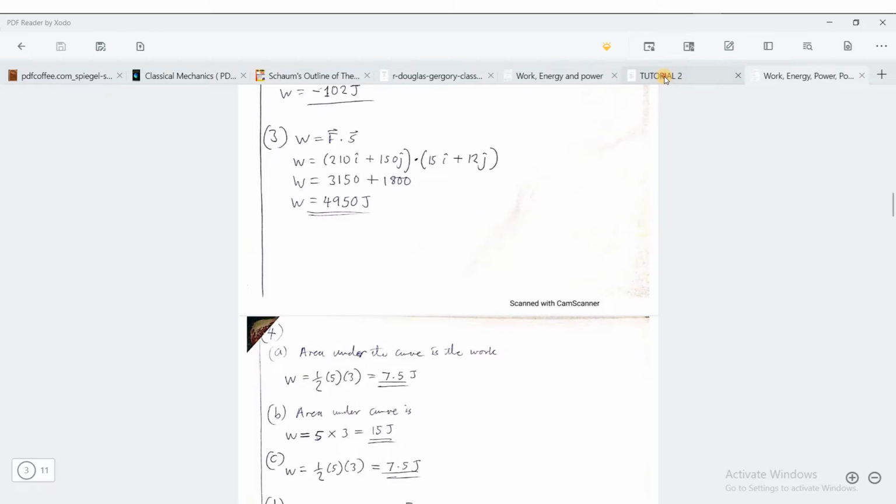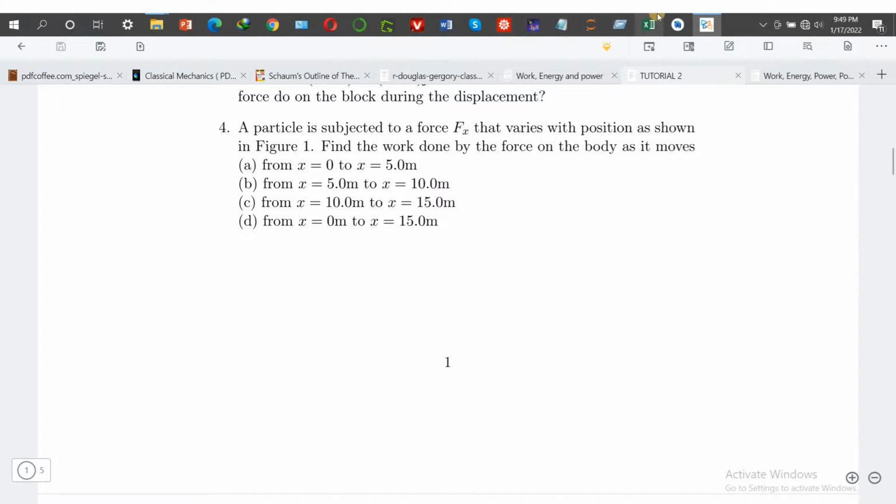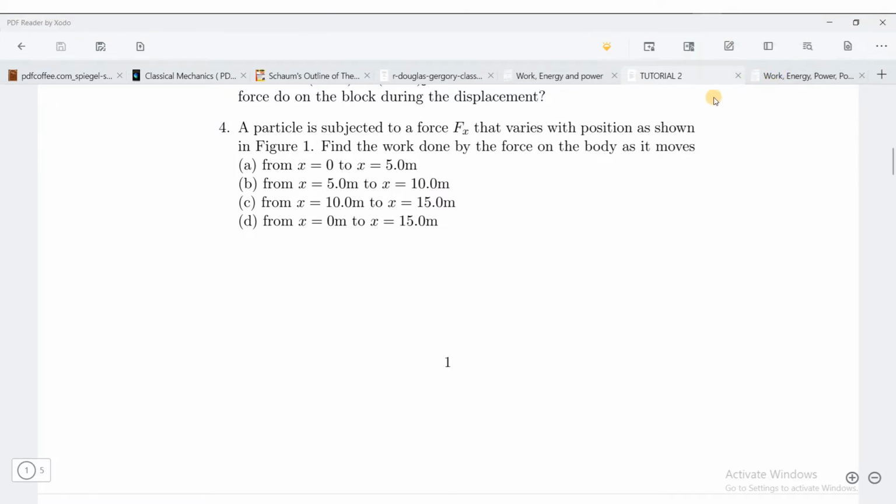Alright, and another question is just this one here, which is number 4. We have a particle subjected to a force Fx that varies with position as shown in figure 1, and you're told to find the work done by the force on the body as it moves from x equals 0 to x equals 5, from x equals 5 to x equals 10, from x equals 10 to x equals 15, and from x equals 0 to x equals 15. So the first part is saying from x equals 0 to x equals 5. Let's look at how the answer was done.